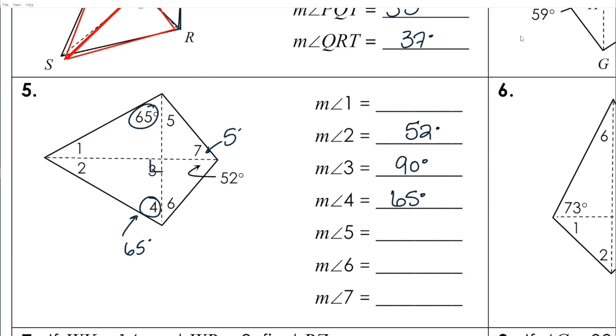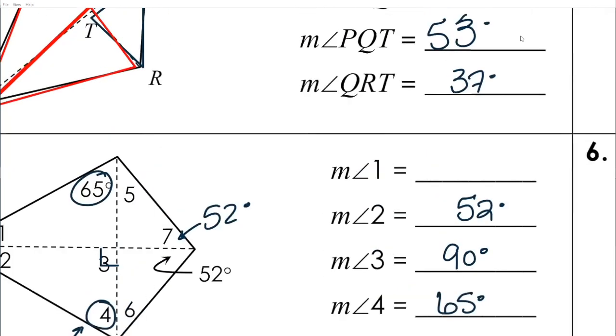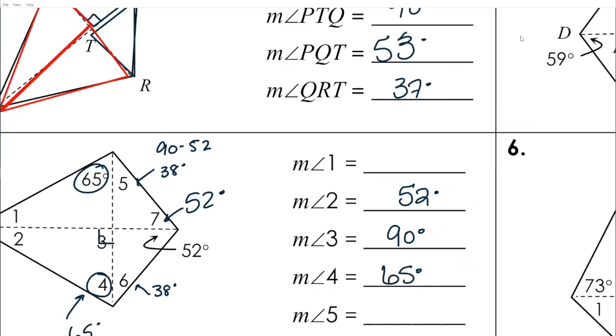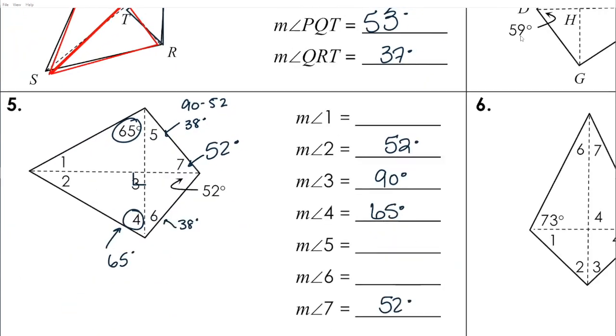So that guy's 52. Now we either need to find 5 or 6, and then 1 or 2, because then that'll give us the other ones. Remember, they're complementary to one another. So 90 minus 52, of course, is 38. So 5 is 38. And if 5 is 38, 6 is 38, 38, 38. And then our final angle, 1 and 2.